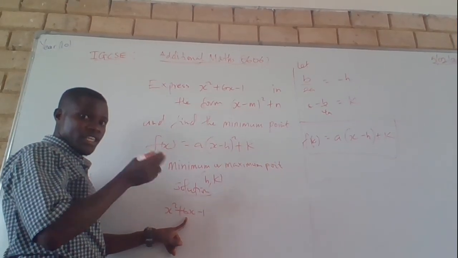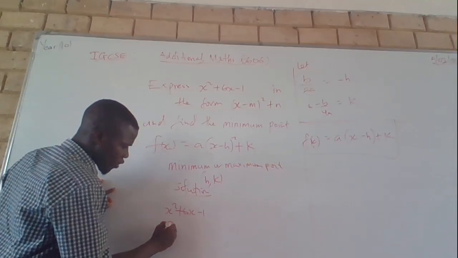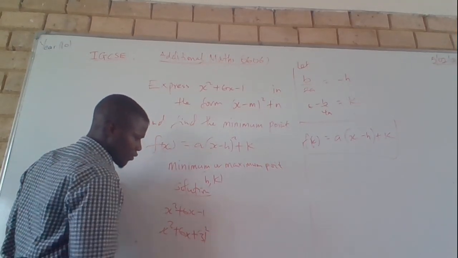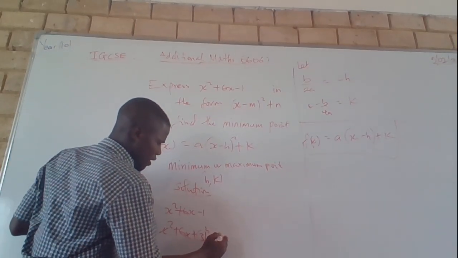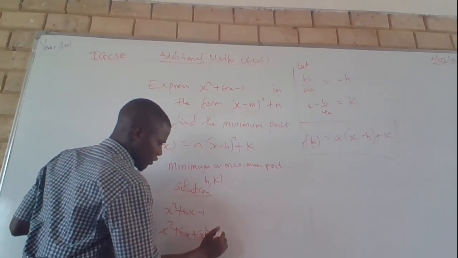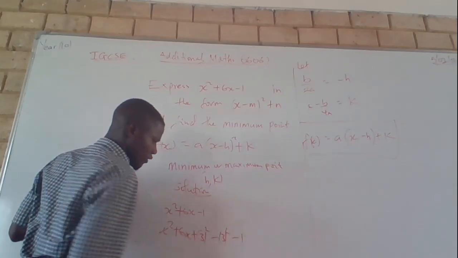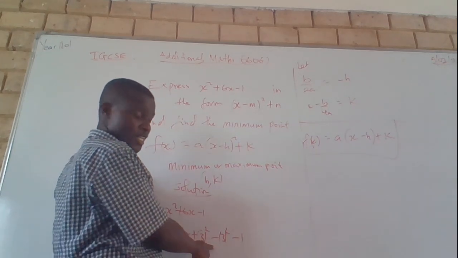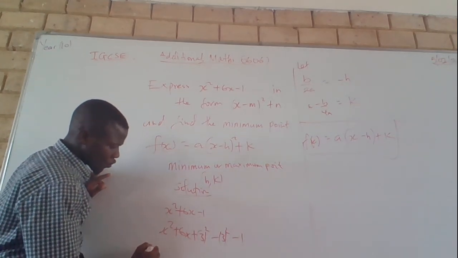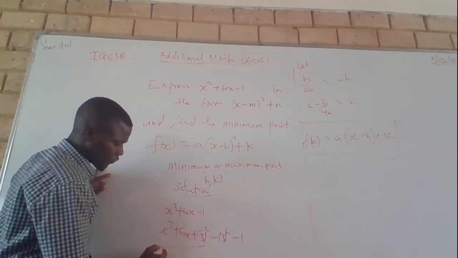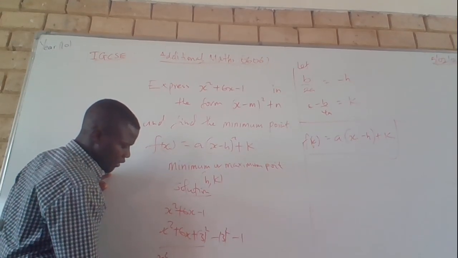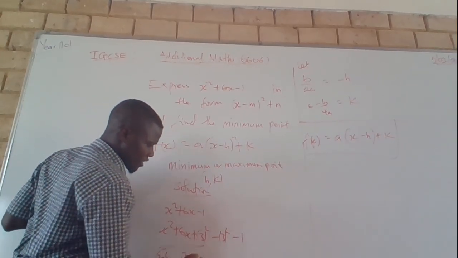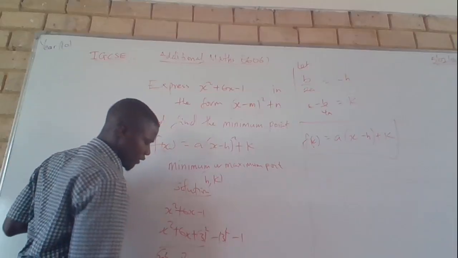Then we add and subtract. So we say x squared plus 6x plus 3 squared minus 3 squared minus 1, right? Remember, we have added it and we have subtracted it, the same thing. So let's continue. Now we group them: x squared plus 6x plus 3 squared gives x plus 3 all squared. Then 3 squared is 9, so minus 9 minus 1, right?